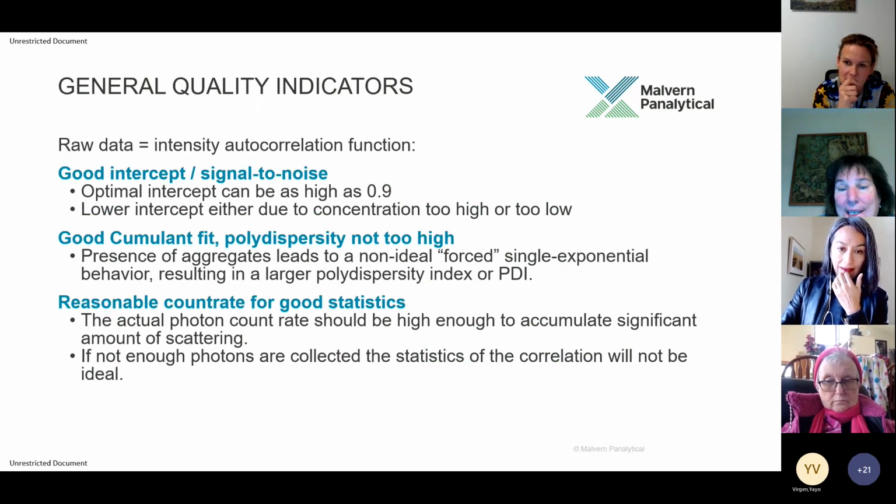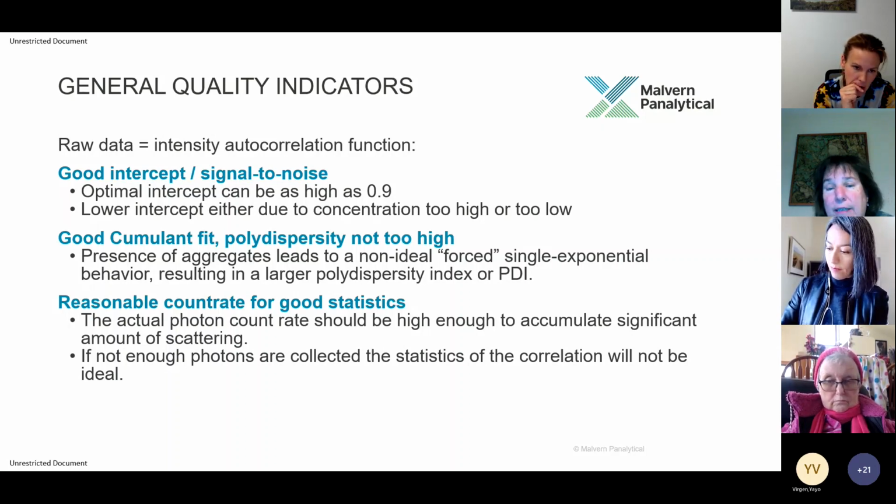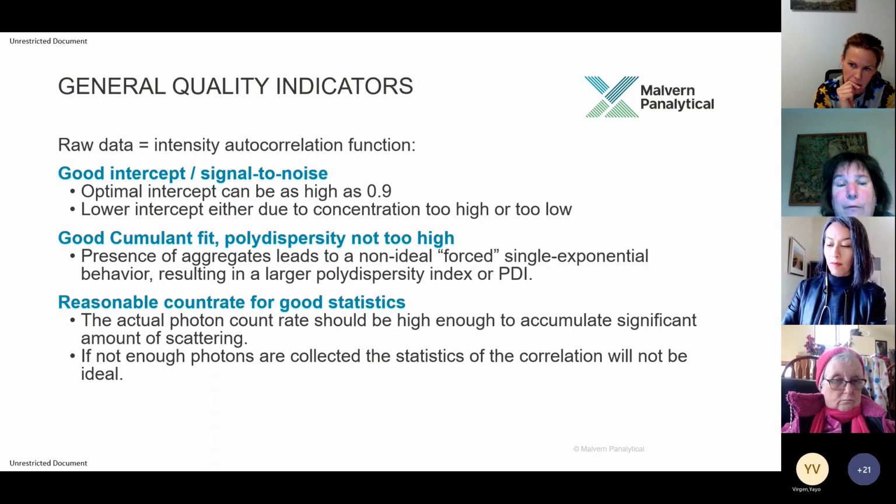So, general quality indicators: having a good y-intercept is really important. Something as high as 0.9 is considered extremely good. The y-intercept is almost never exactly 1, and it should certainly never be above 1. If it's above 1, then you have that issue of number fluctuations that I was talking about before. A good cumulant fit basically means that your polydispersity is not too high.